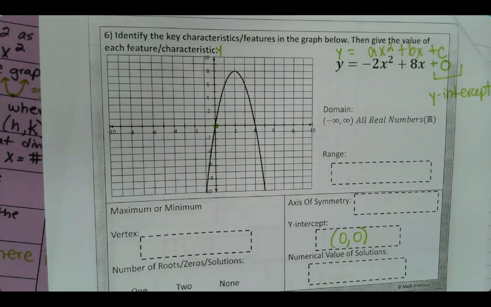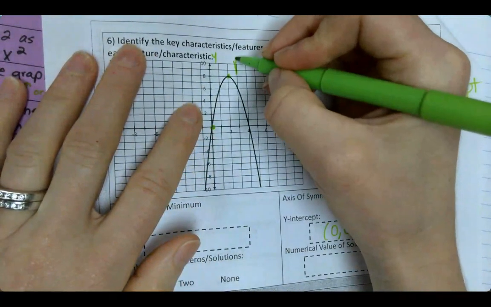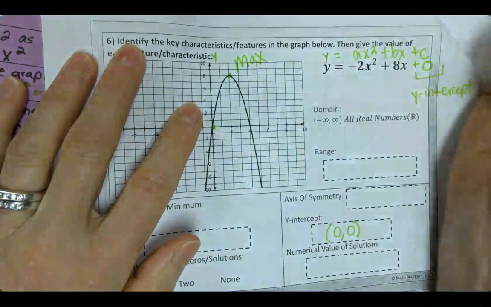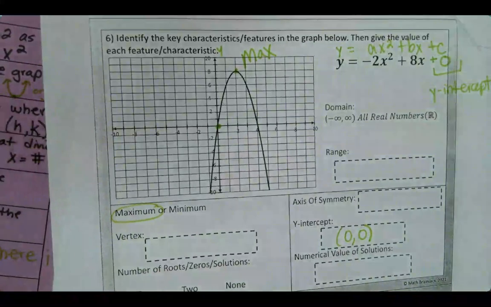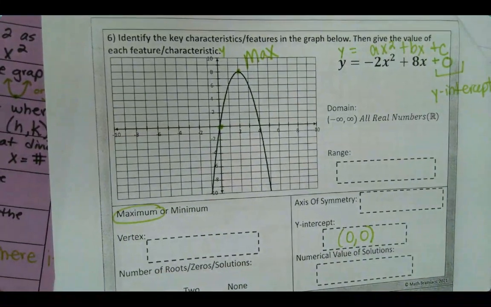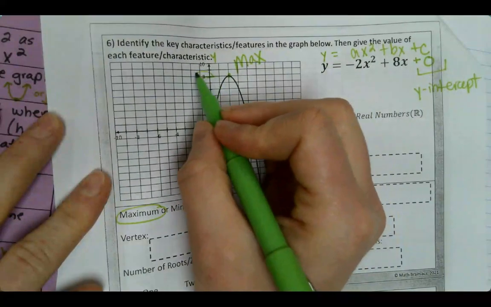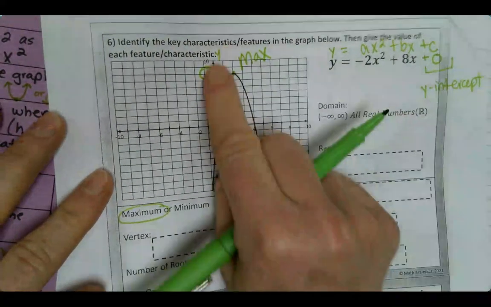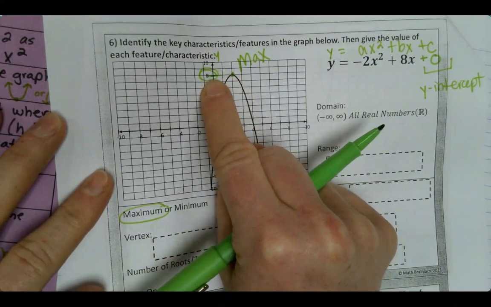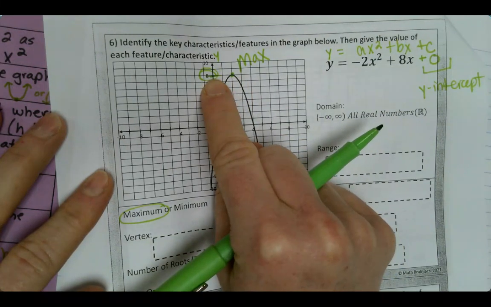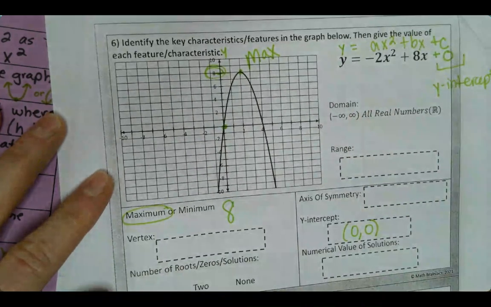All right, now I'm going to go to max or min. So this value, yeah, it's the highest value. It's like a hill, the highest part of it. So we have a max. We do need to identify what the max is. So what's the highest that the hill goes on the y-axis? What is that value? See, it goes here. So you just slide your finger over till you get to the y-axis. The highest that it goes is 8. You'll see that? 8. So go ahead and put 8 there for your max.